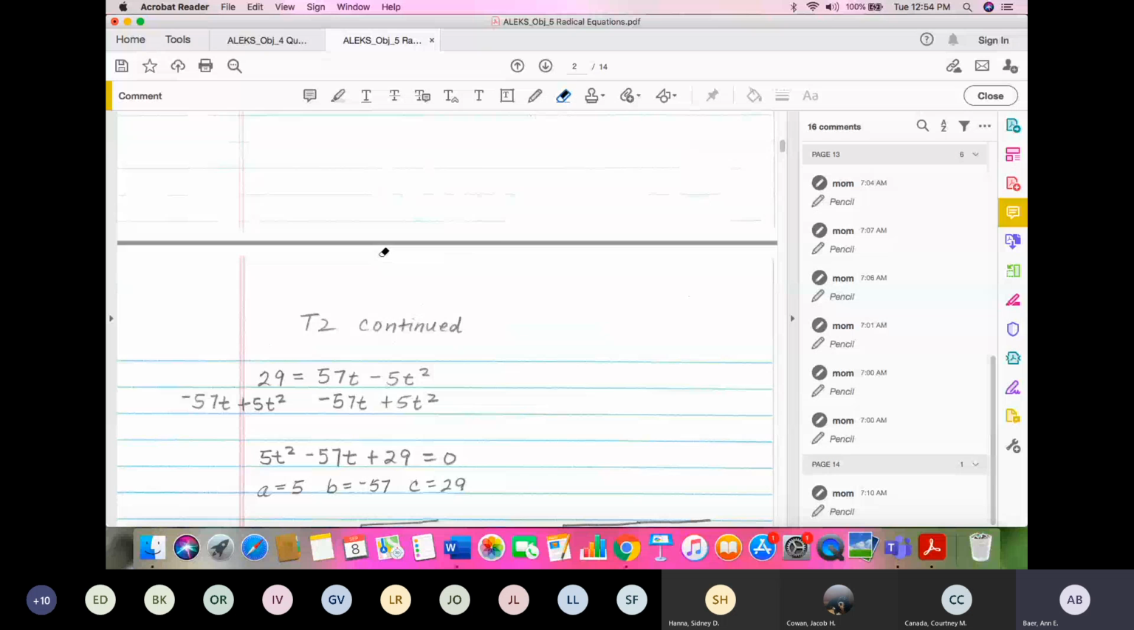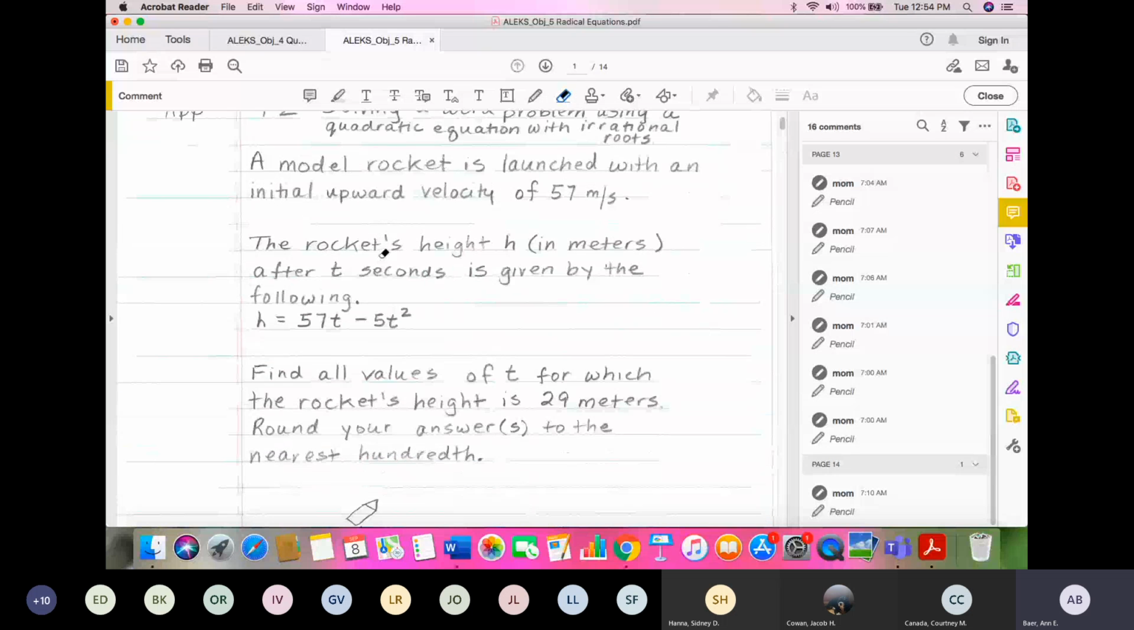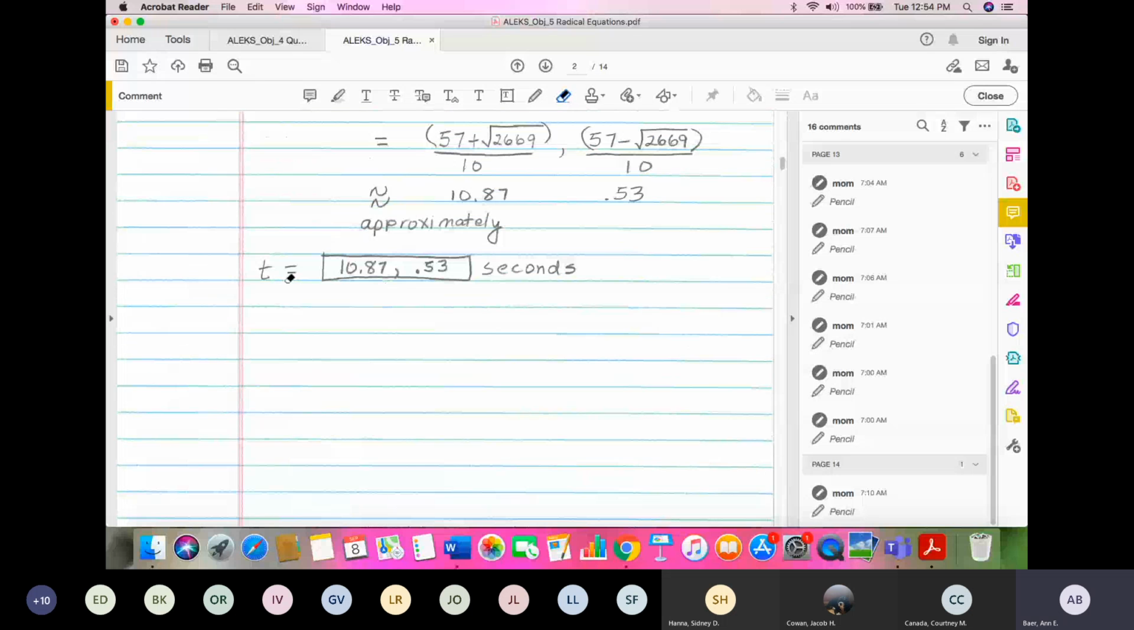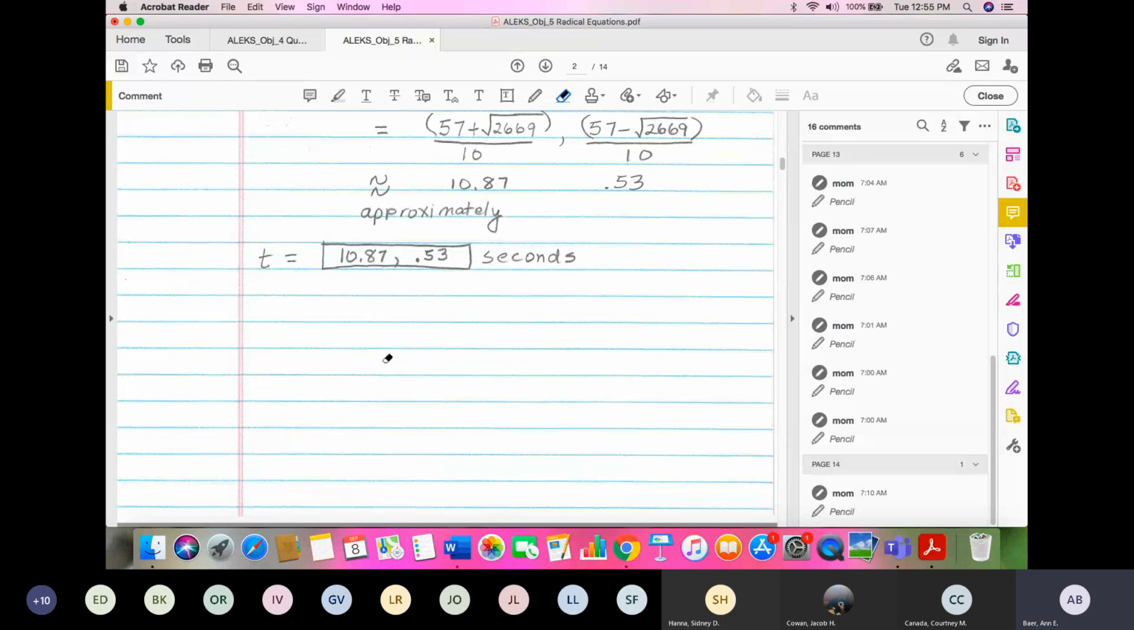I don't have the original problem. I just wrote it down. Make sure, though, you look to see that they have t equals and that they have seconds. And all they want are the numbers with a comma between them. Any questions on this particular problem?